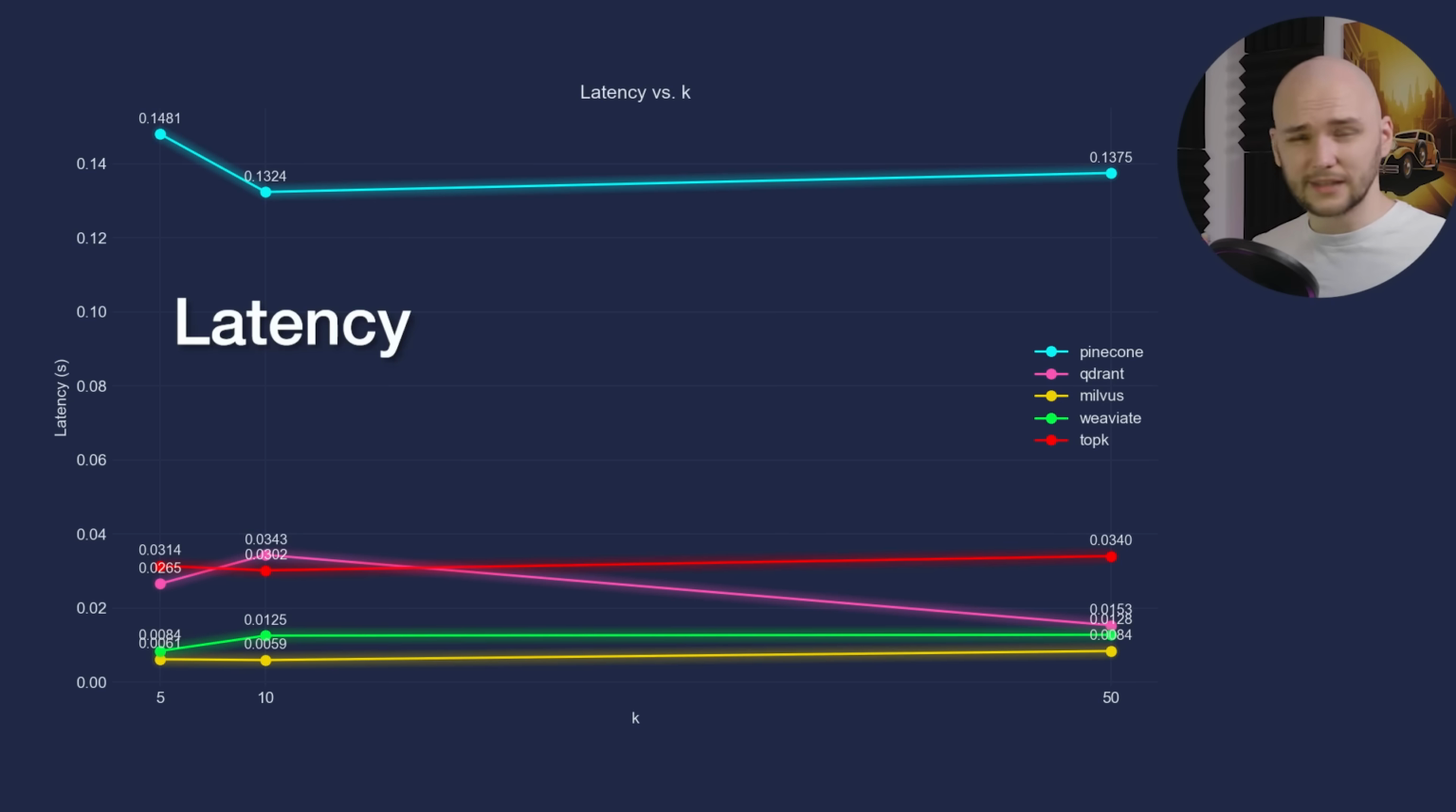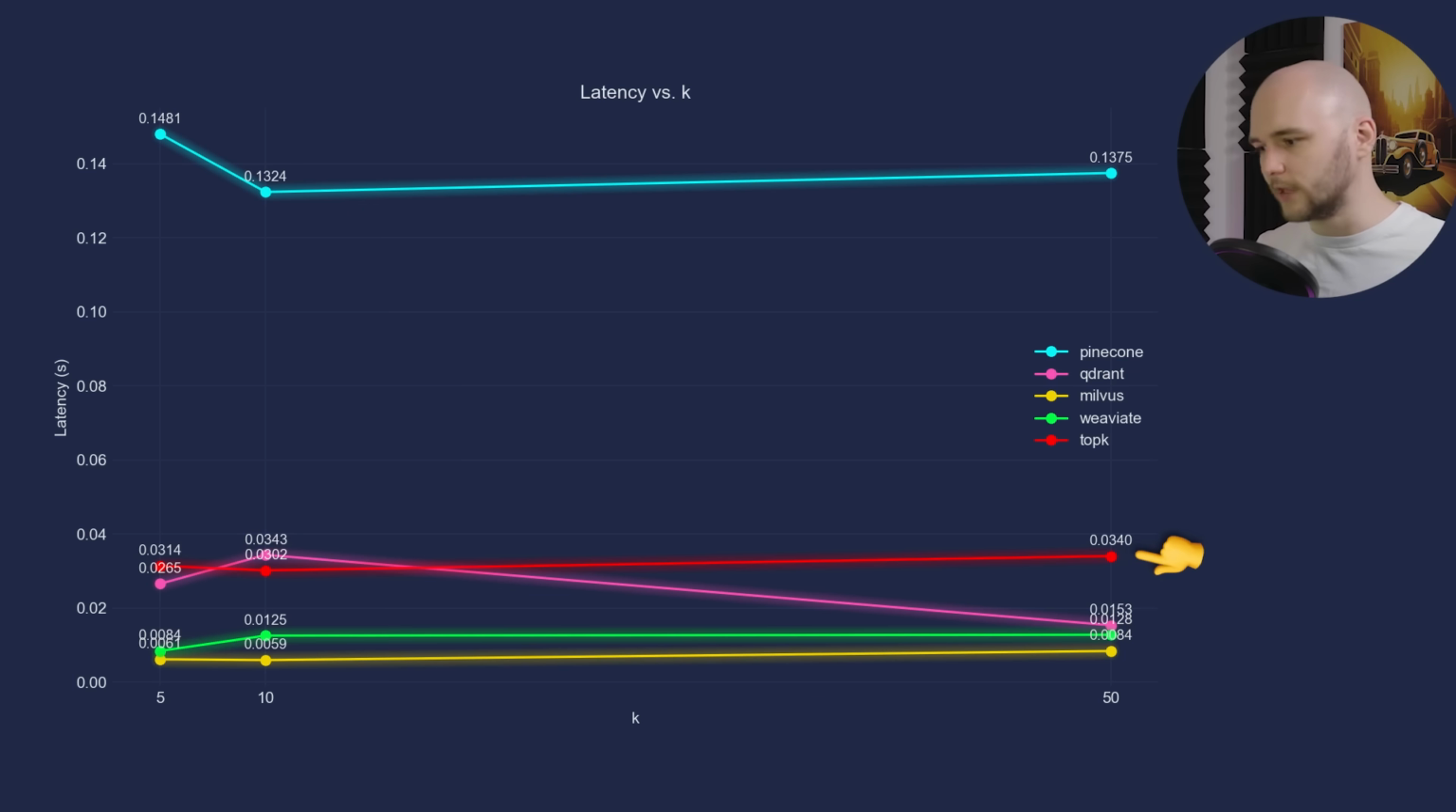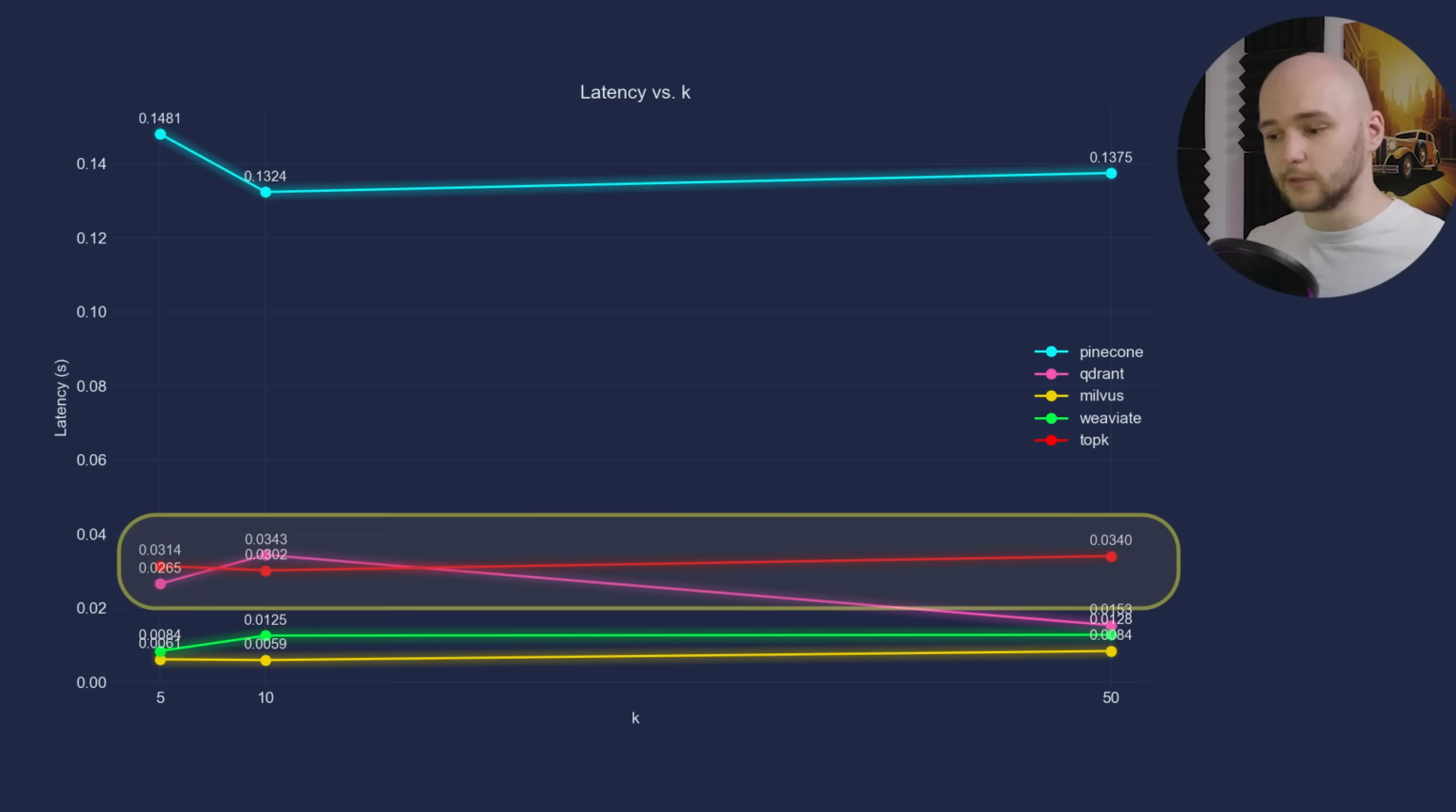And lastly, let's look at latency. We see that Weaviate, Milvus, and TopK are all consistently fast for all given K result metrics. And I have to give extra brownie points to TopK here because even though we were doing queries over the cloud, TopK still managed to have similar latency to all other databases who were running on local Docker containers.